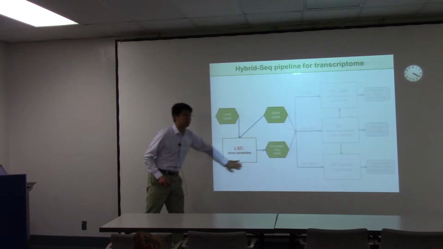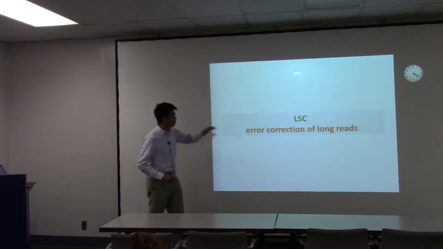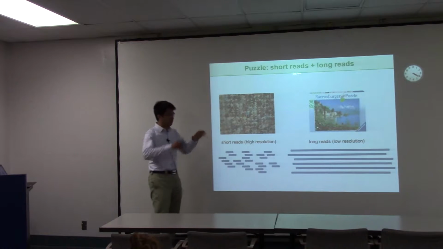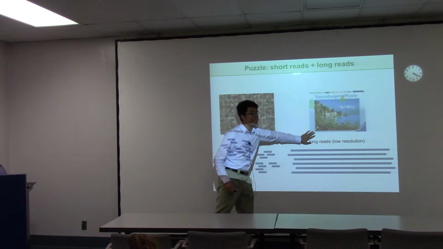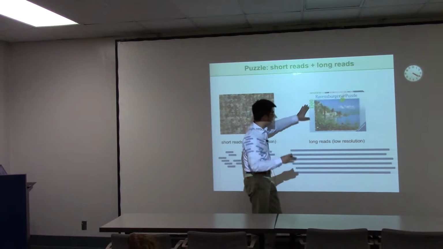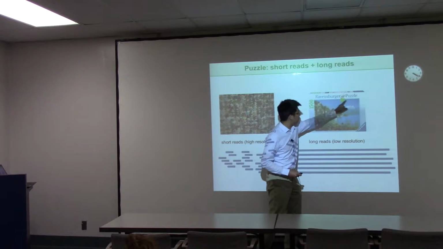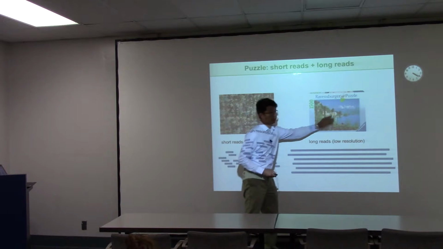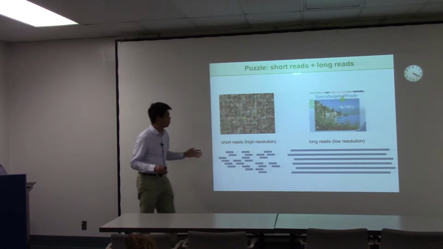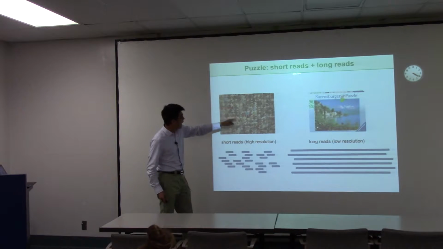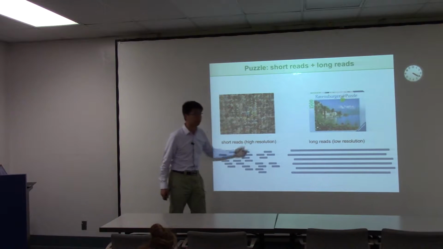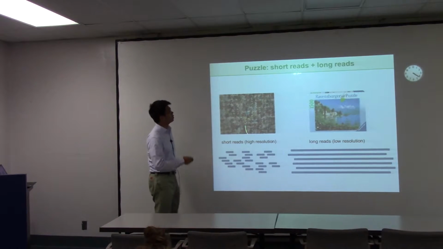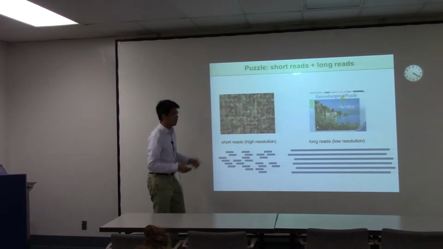Okay, the first step was error correction. We developed a tool, LSC, for error correction. We use the short reads to correct the long reads. It's kind of similar to playing a puzzle, okay? When you buy a puzzle, you always have a picture on the top of the box. This is what you really want to make, but the resolution is low. It gives you the global information, but the resolution is low. When you open the box, you will find some high resolution small pieces. This is like what we have with short reads, right? What you want to make is a big, high resolution picture, okay? This is very similar to our error correction process.